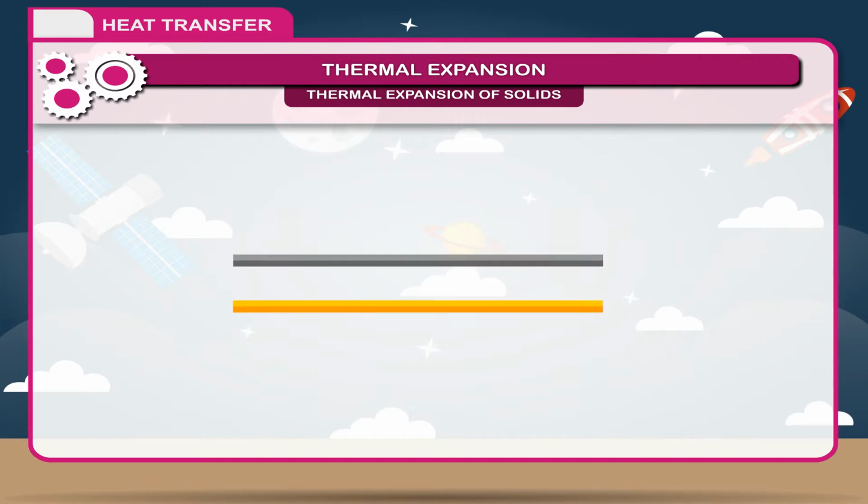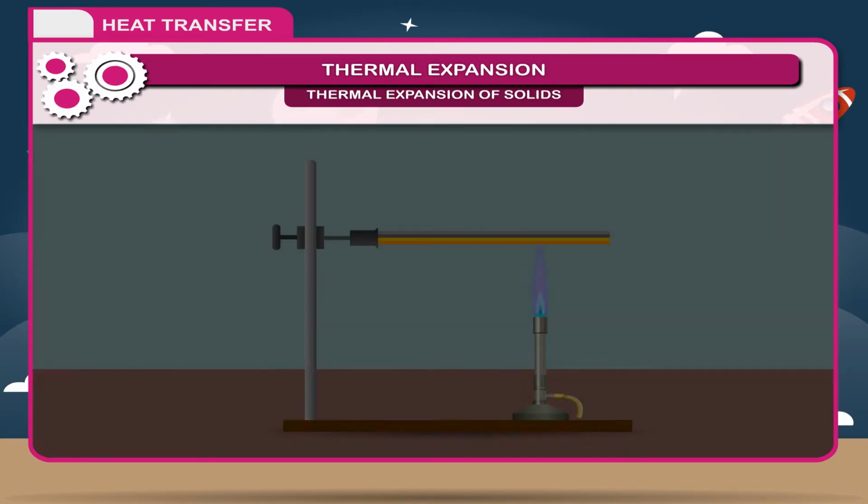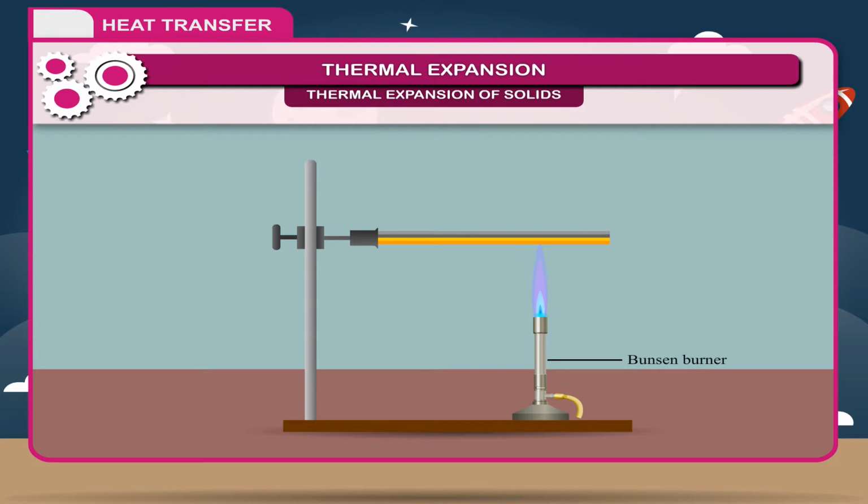Activity: take a strip made of two metals, called a bimetallic strip, such as brass and iron. The strip looks flat at ordinary temperature, room temperature. Heat the strip over the flame of a Bunsen burner for some time. Observe what happens. You will find that the strip bends due to heating, such that brass is on the outer side and iron is on the inner side of the curved end.